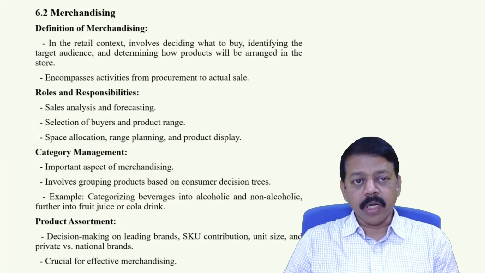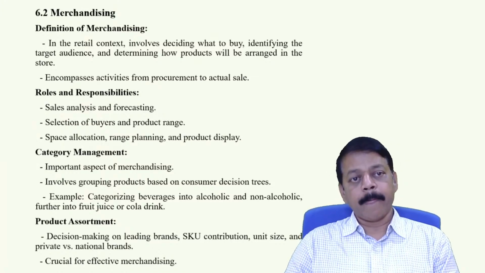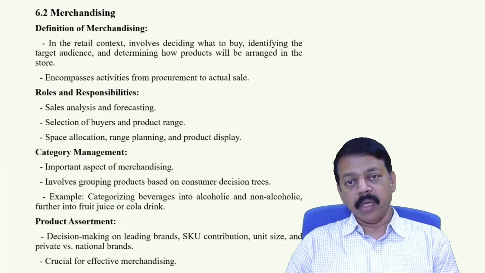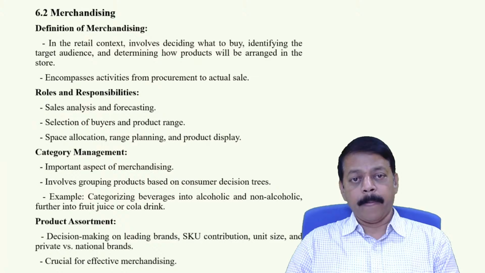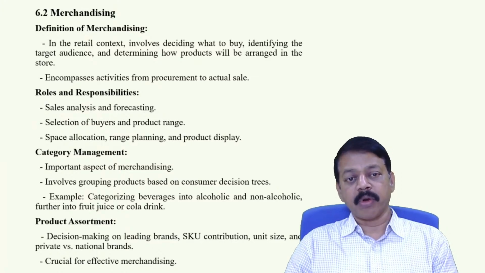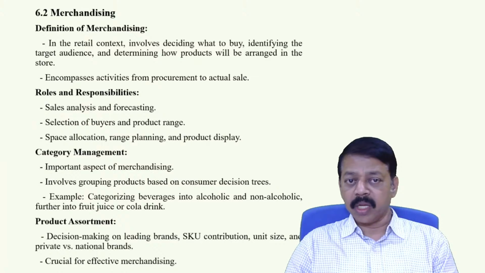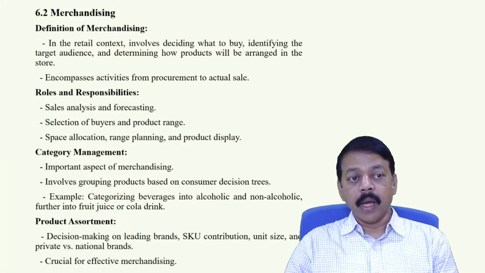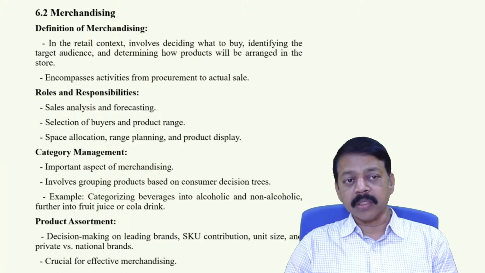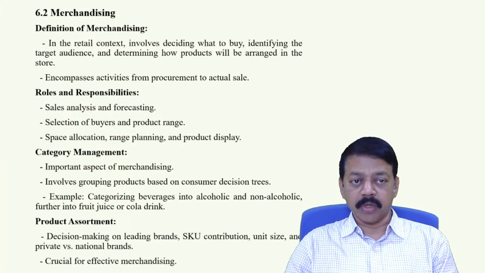So how do you understand what merchandising is? In a retail context, merchandising involves deciding what to buy, identifying the target audience, and determining how products will be arranged in the store. It also encompasses activities from procurement to actual sale. Everything that you do, starting from getting your procurement done to actually selling it, going through certain tangible cues and intangible cues, deciding what to buy exactly, identifying your target audience, everything is really going to be revolving around your marketing efforts.